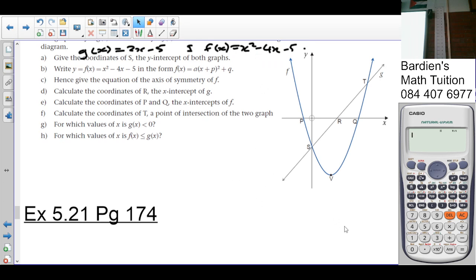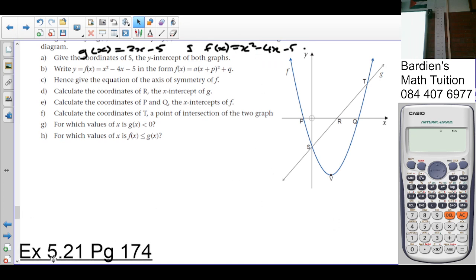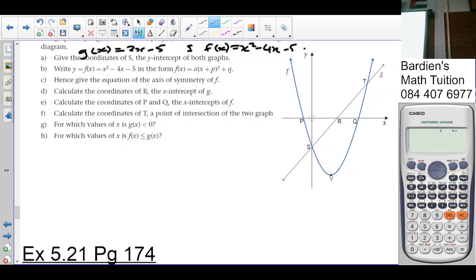So the question says, give the coordinates of S, the y-intercept of both graphs. That is simple. Since that is your y-intercept, we let x equal to 0. As you can see, in both cases it is minus 5. Your constant in both cases is your y-intercept. So S is going to be 0 and minus 5.